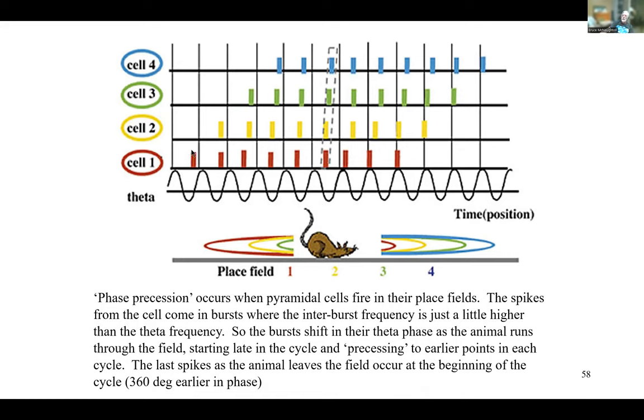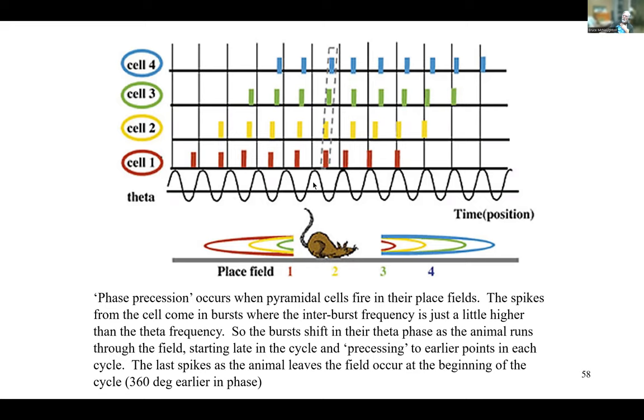Now, let's take cell one, which is the first cell the animal encounters. It goes through this phase precession and then the animal runs a little bit further, and cell two starts to fire, and then cell three, and then cell four. And they're all going through this precession. Well, if you look within a single theta cycle, what you see is that the temporal order of the firing is compressed into a narrow window. The cells are continuing to fire in the same temporal order.